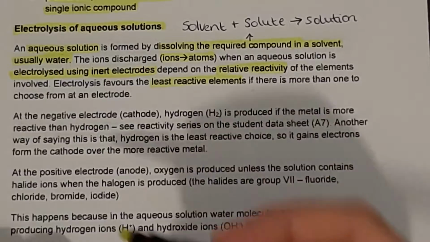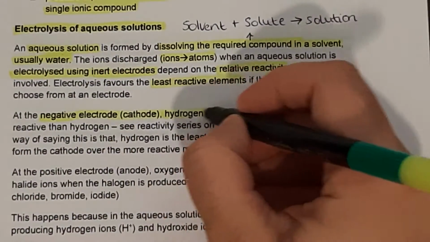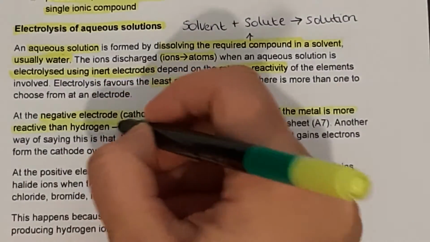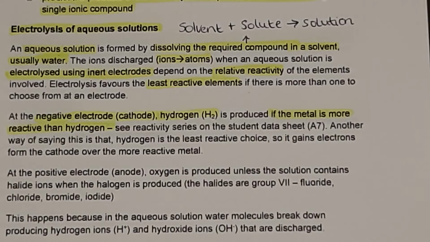So at the negative electrode, also known as the cathode, which we should know, hydrogen is produced, okay, if the metal is more reactive than hydrogen. Okay, so there's a reactivity series which you have in your booklets, and it shows us the reactivity series. So I'm going to show you that now.